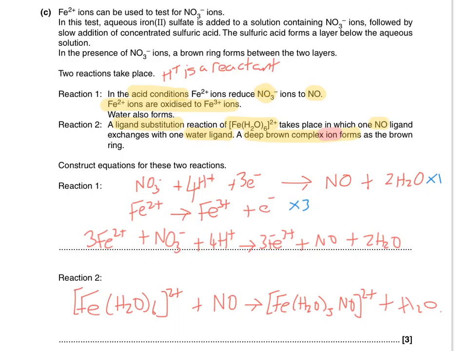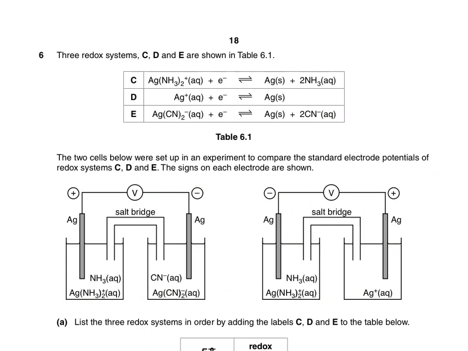In which 1 NO ligand exchanges with 1 water ligand. So there's 5 waters instead of 6 that you started with. Okay, so let's go to the next question then.